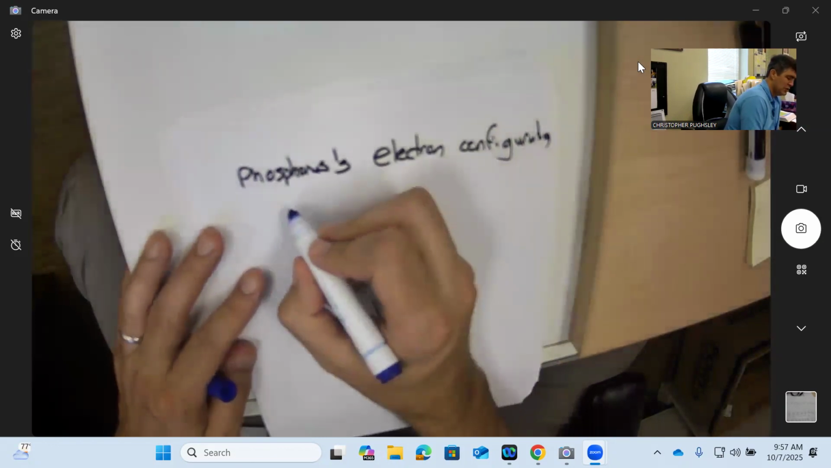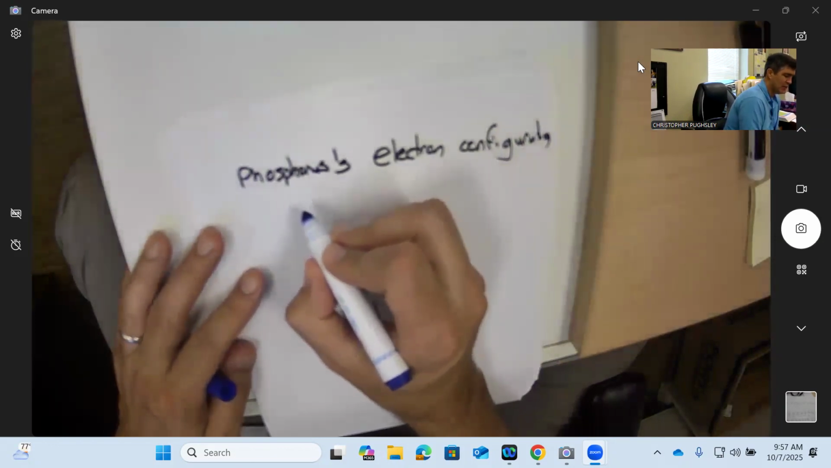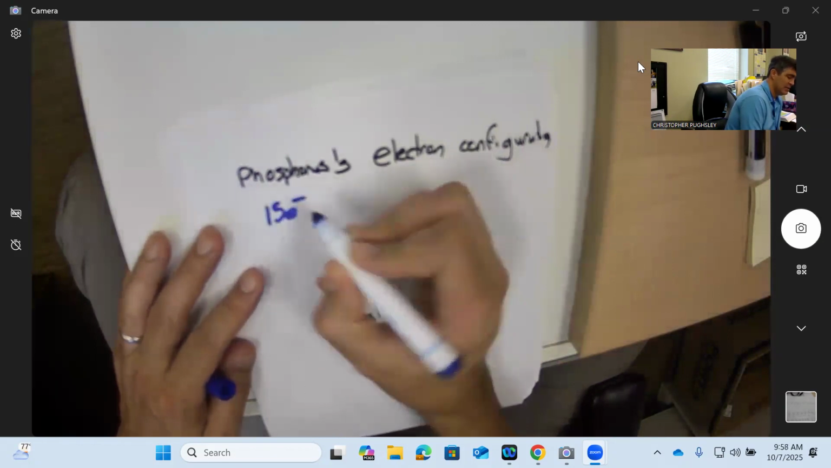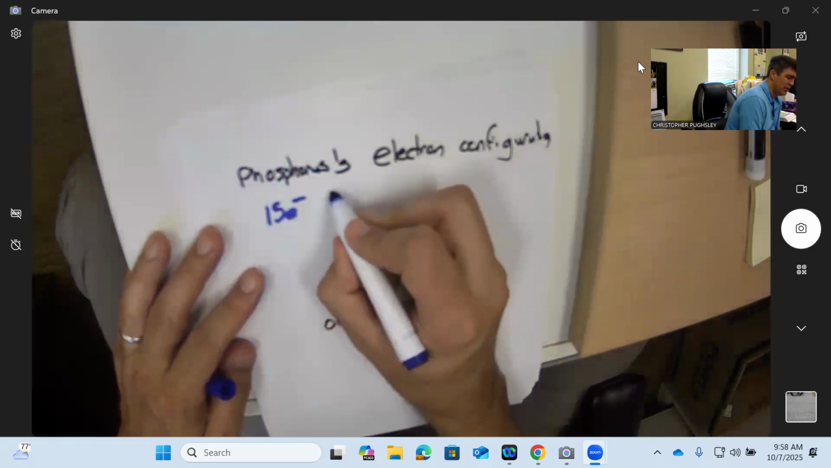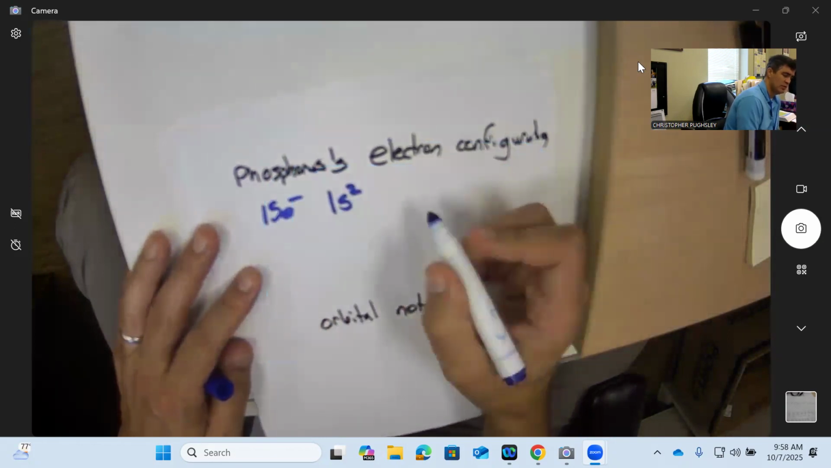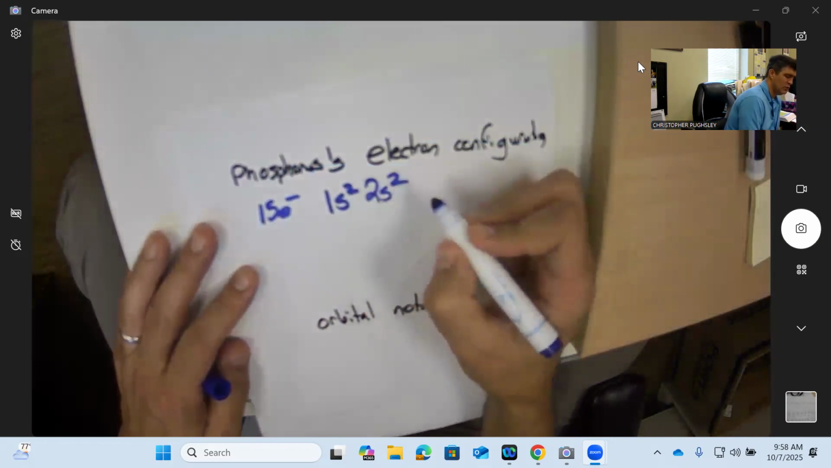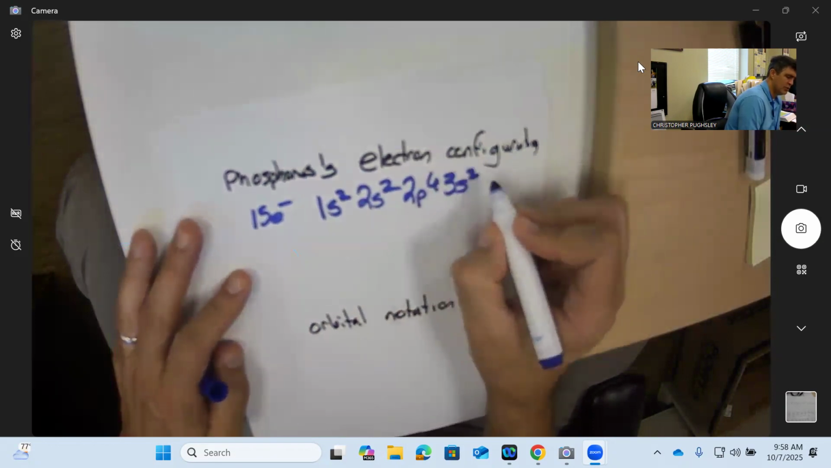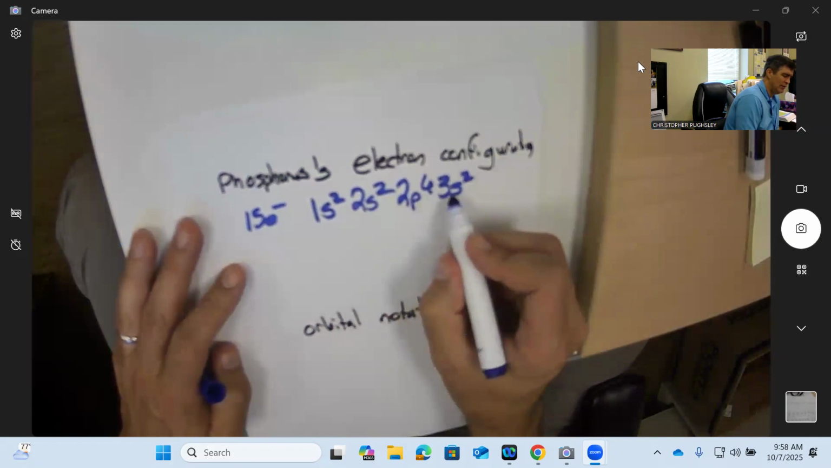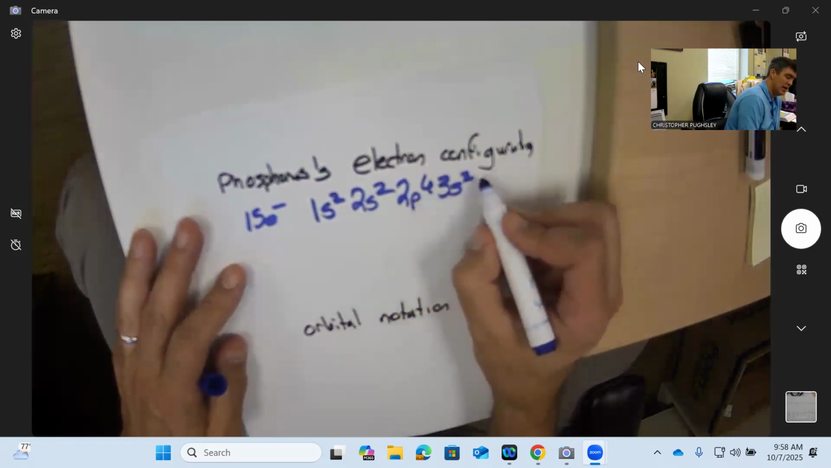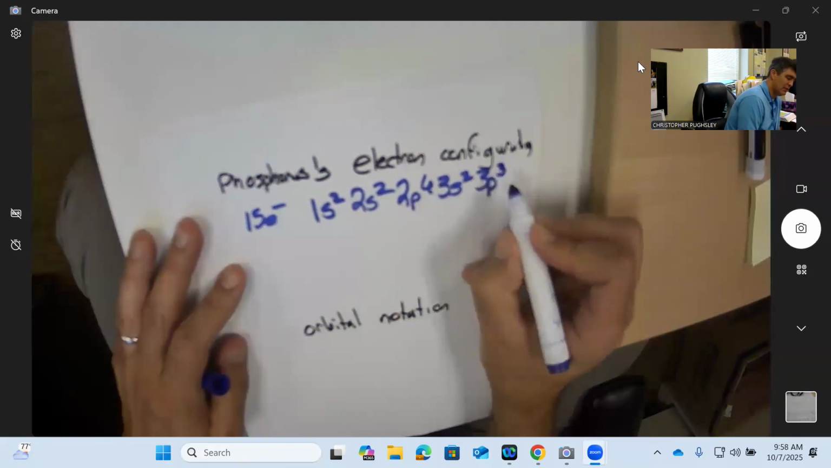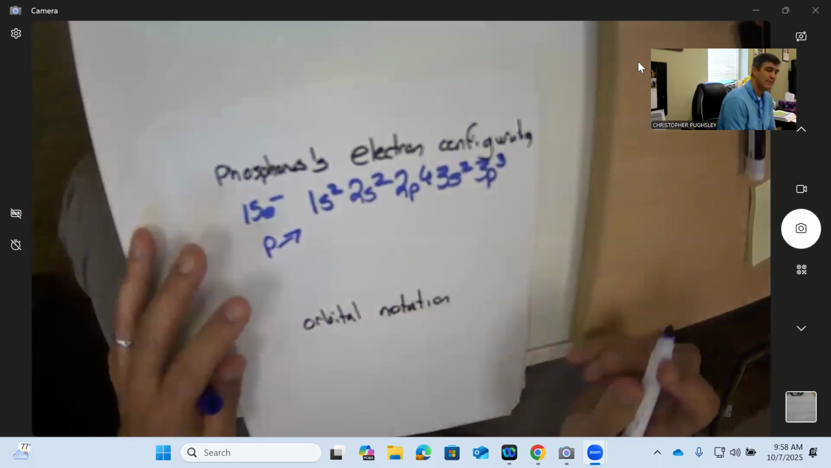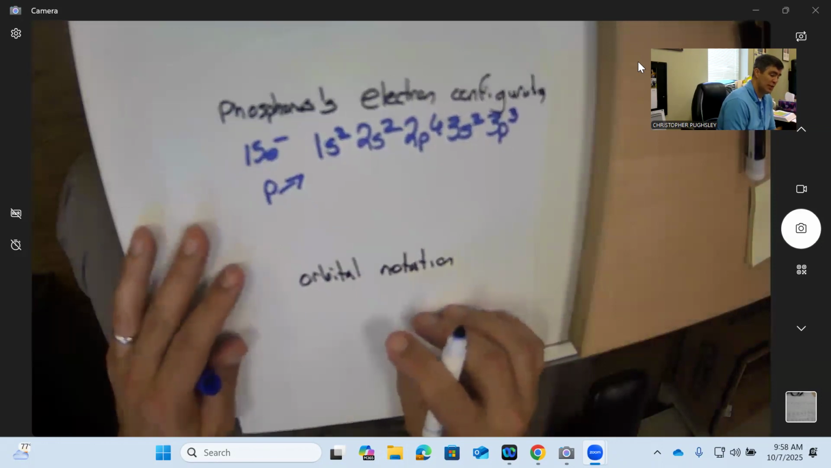All right, we're starting off. Phosphorus has how many electrons? 15 electrons. So I fill up my first level, 1s2, 2s2, 2p6, 3s2, and then that's 12 electrons and I only have 15, so it'll be 3p3. And this is for phosphorus.